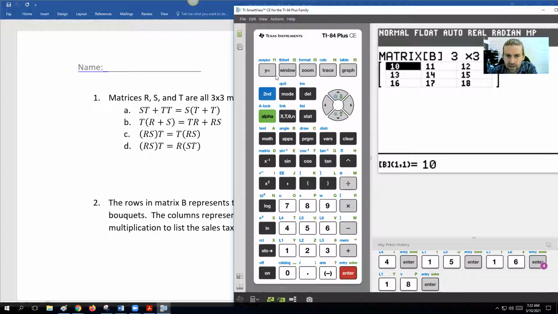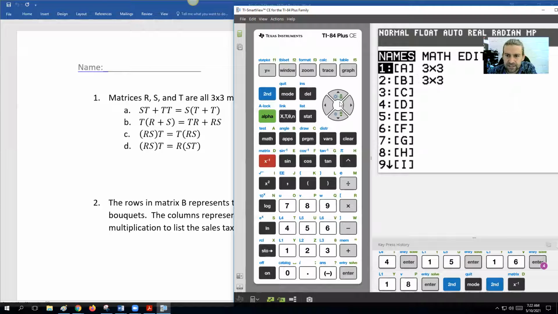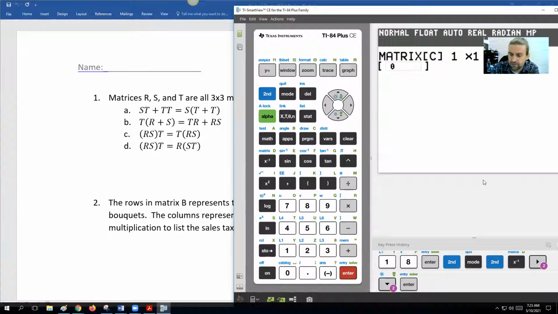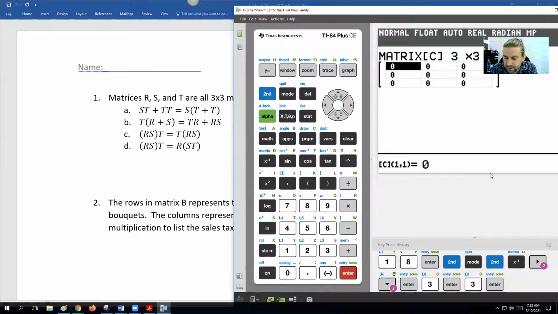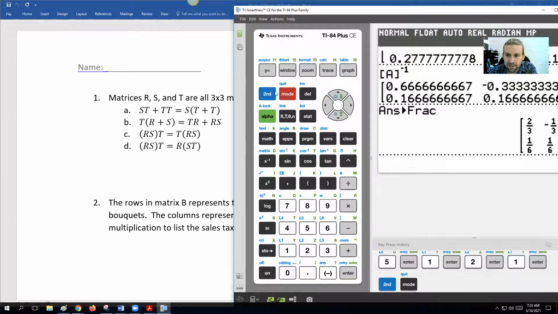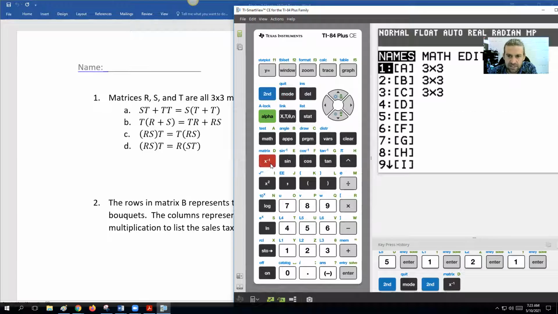And then second quit, matrix C, we'll do the same thing. And 3 by 3, except I'm going to put some random 0. So I'll put 5, 2, 8, 4, 6, 5, 1, 2, 1. If I kept going bigger, I'm thinking my answers might be super huge, and I want to avoid that. Okay, so what we want to see is, is ST plus TT the same thing as S times T plus T? We're just going to type that into the calculator.